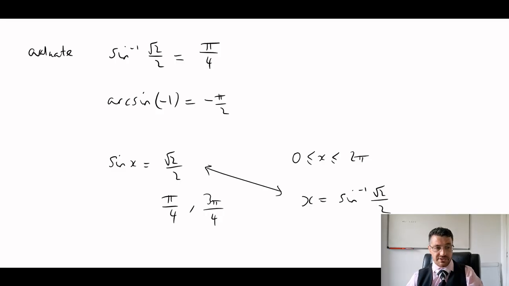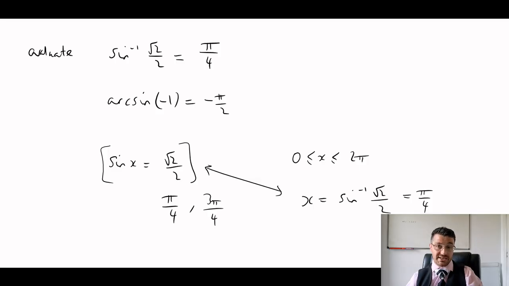Because there are two values of x which solve the equation sine x equals root 2 over 2. They're pi by 4 and 3 pi by 4. But once I bring inverse sine in, I've got a restriction there, generally between minus pi by 2 and pi by 2. In which case, this is going to be pi by 4. I've missed the solution off.